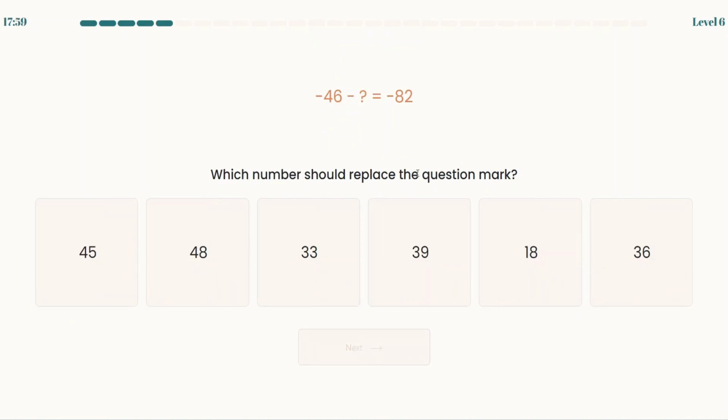Which number should replace the question mark? Minus 46 minus question mark equals minus 82. So we just take 82 minus 46 and we get 42 minus 6, that's 36. So 36 is correct.